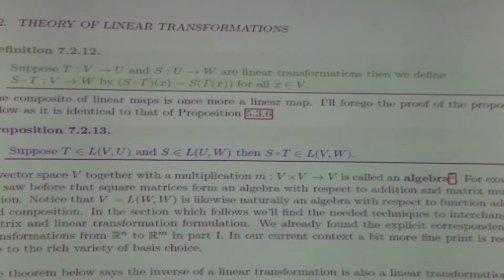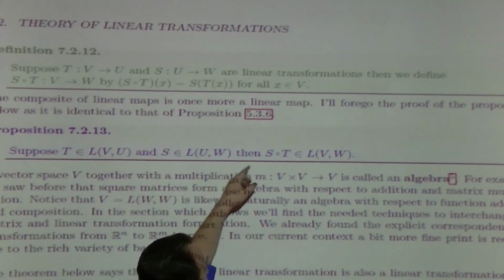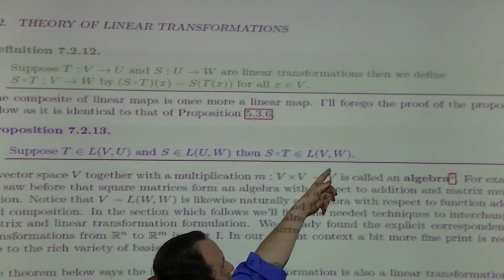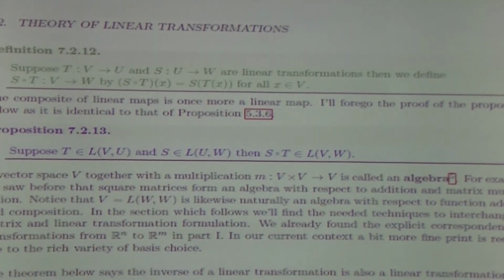All right. Composition still makes sense. If you had a linear transformation from V to U and another one from U to W, you can talk about the composition of S and P itself being a linear transformation from V to W. And you can still prove that the composition of linear transformations is again a linear transformation. The proof I gave you in Rn still works here. Okay?